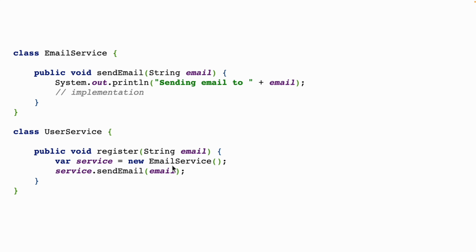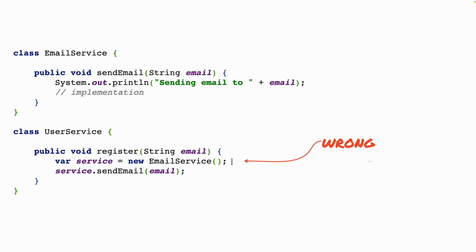What could we improve? Here, we are creating the new instance of the email service. Why is it bad? Because the code in this form is tying the classes together. In case we need to change the email service, for instance, we would like to send SMS, not only email, we would need to update the user service too. What can we do about it?